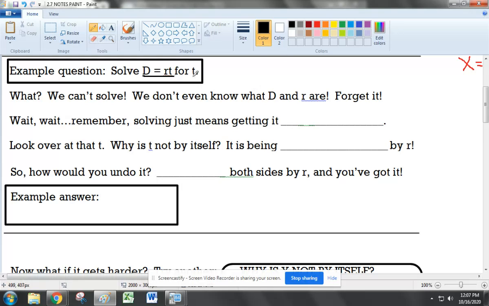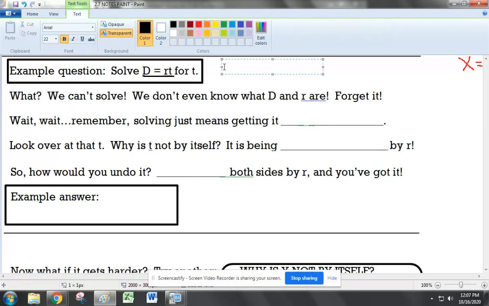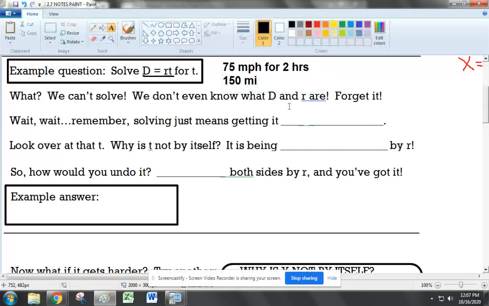Distance equals rate times time. And you actually knew that. If you were driving 75 miles per hour and you did it for 2 hours, the distance that you traveled would be 75 times 2, which would be 150 miles. So you knew that equation was true. You just never really thought of it that way.